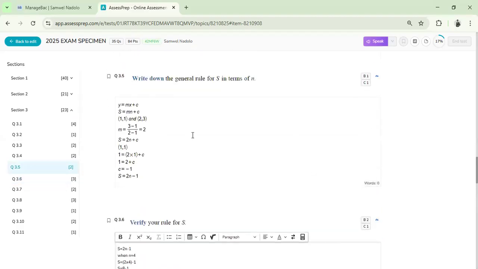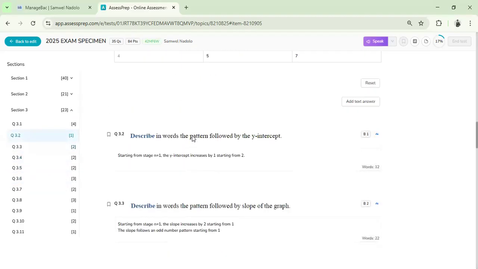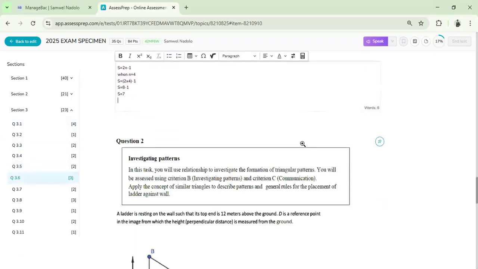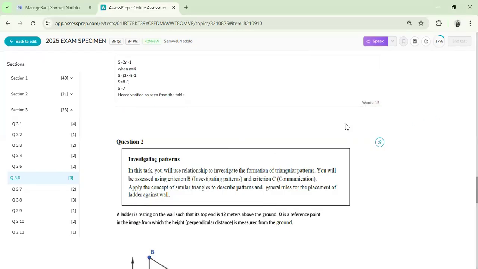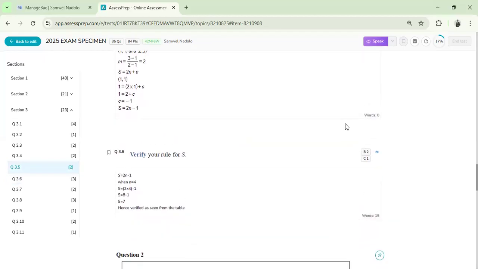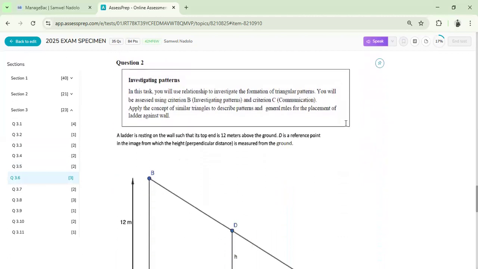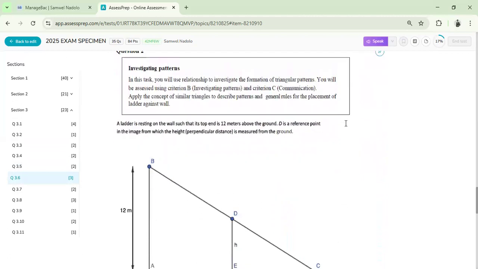So let's check. When n is 4, is s 7? 4, 7, correct. So you'll say rule verified as seen from the table. Once you do that, that is correct. We are going to question 2 now.